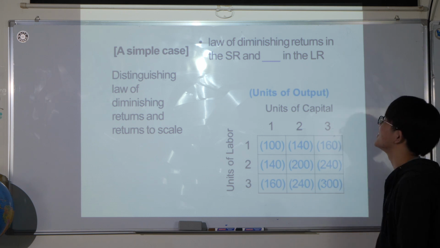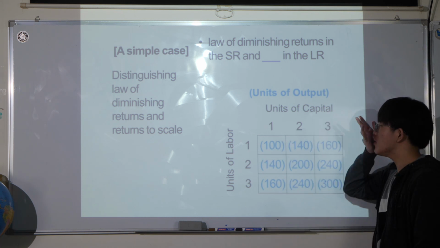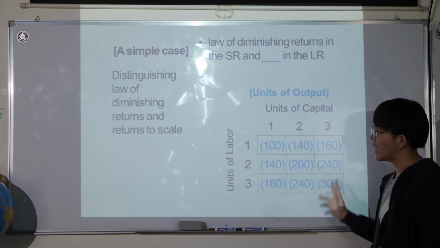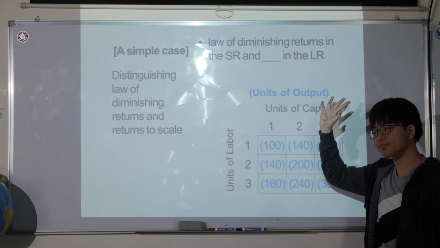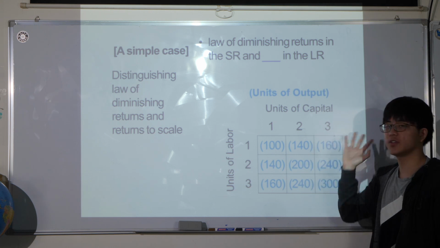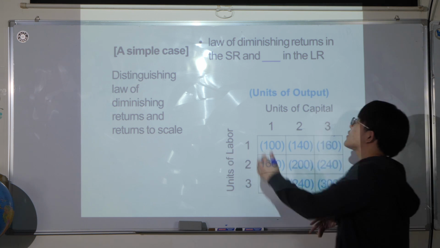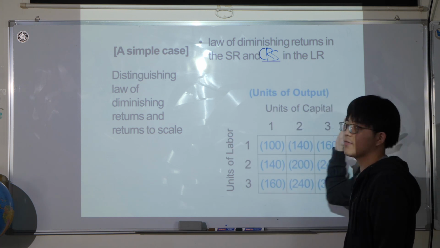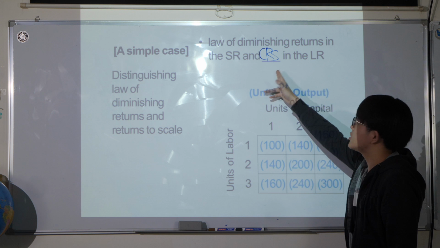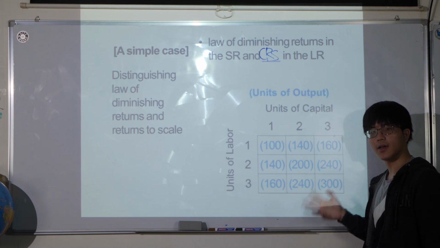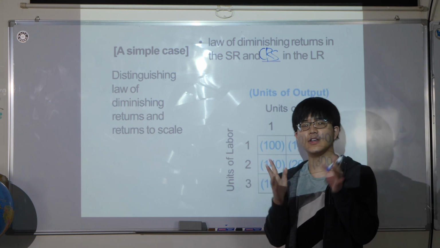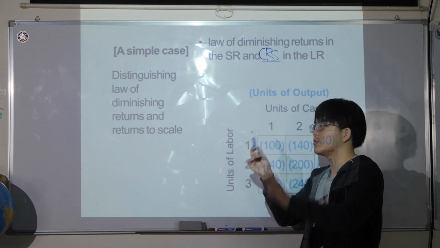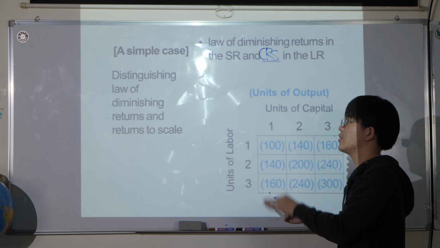Now we will learn how we distinguish the law of diminishing returns and economies of scale or increasing returns to scale, whatever. So here we have constant returns to scale. As I mentioned before, the law of diminishing returns only happens in the short run, while constant returns to scale only happen in the long run. Okay. So there's no relationship between constant returns to scale and the law of diminishing returns. That's the important thing. Okay.